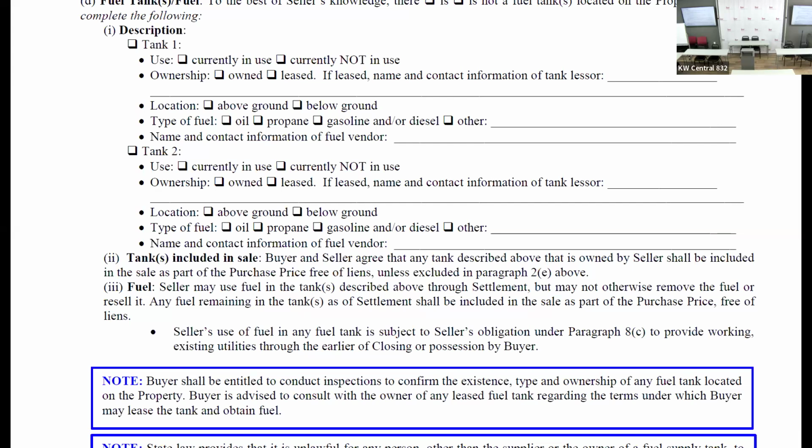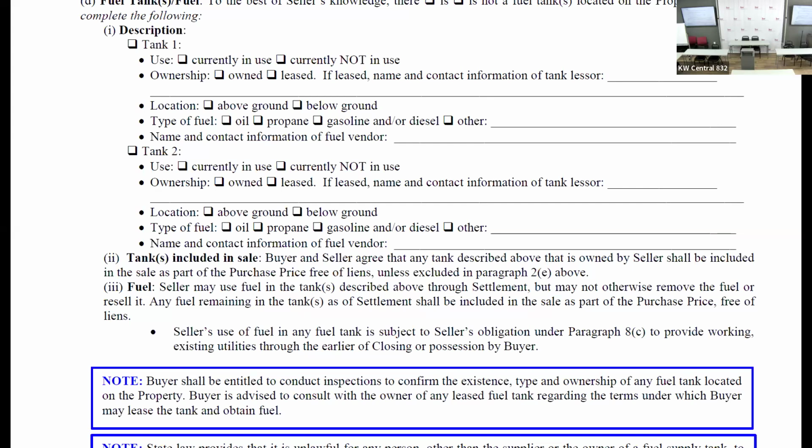So if there is a fuel tank, the tank is included in the sale, and it's owned by the seller. If it's leased, then you just say that it's leased, but you have to say who it's leased by. If it's leased by Payne Oil, that allows the buyer to contact Payne Oil to continue the service on it, or call Payne Oil and say, come pick up your tank, I want to do service with another company. So it's included, no liens, unless indicated above.